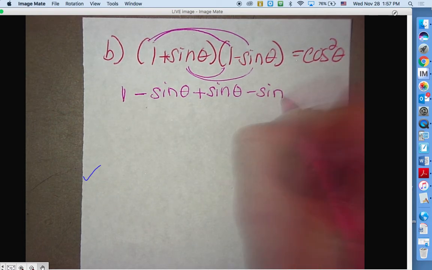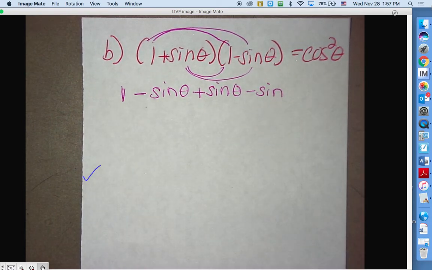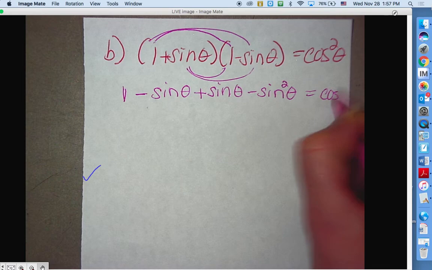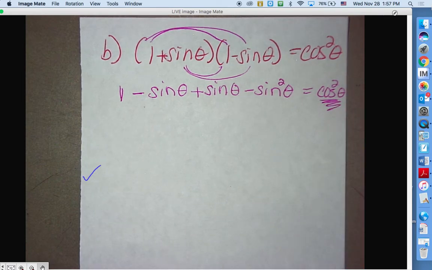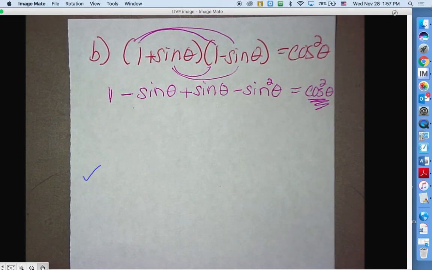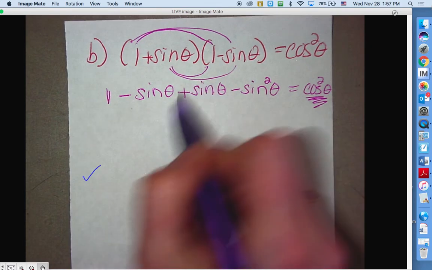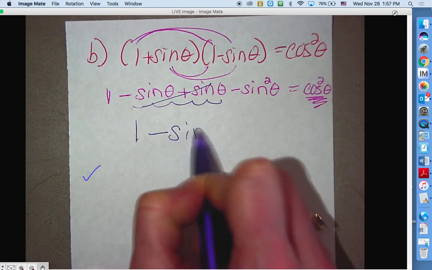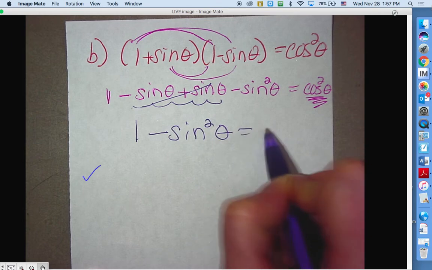What's x times negative x? It is negative squared, yeah. And then we still have this cosine squared. That's what we're trying to get it equal to. Trying to transform it to be cosine squared. Kate, what happens with this problem if we do a little simplifying? The sine terms in the middle cancel. Yeah, so the sines in the middle cancel. And we have 1 minus sine squared equals cosine squared.